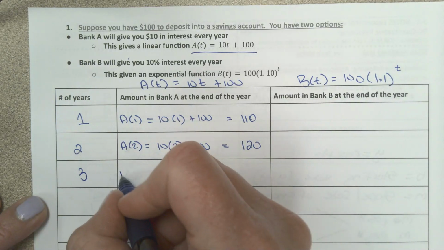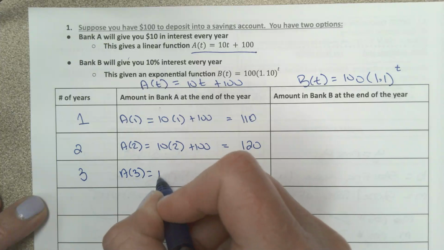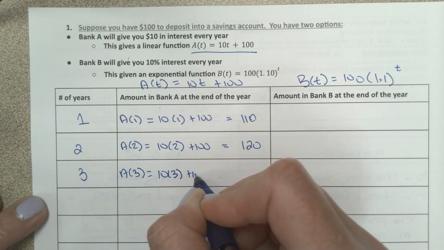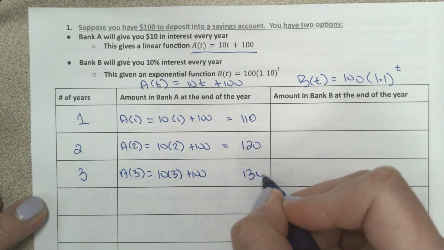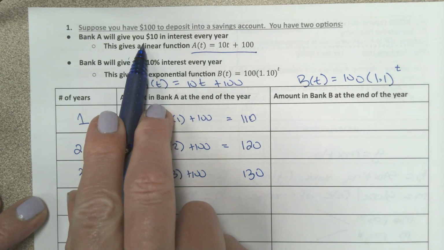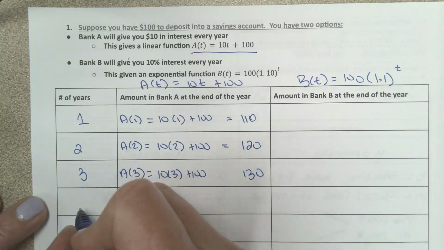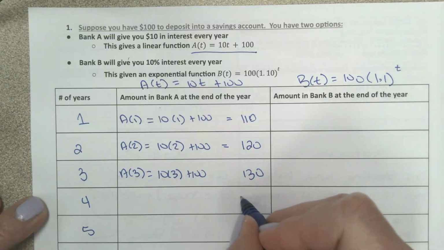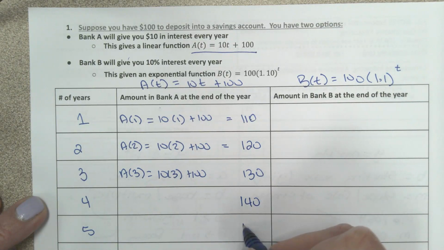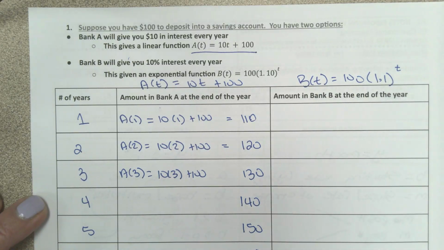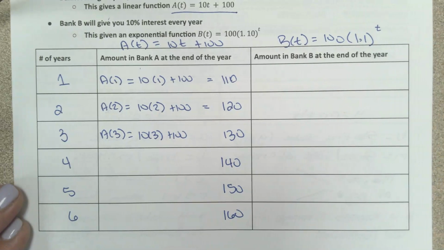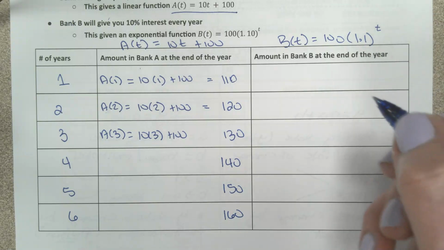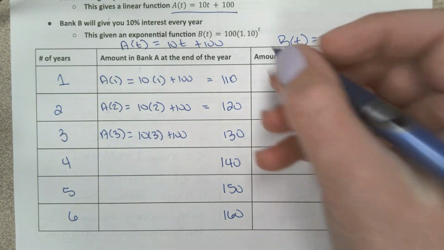At the end of year 3, you would have 10 times 3 plus 100, so that would give you 130. It also told me up here that it's just simply adding $10 each year. So I could keep plugging it in, but I know that that's going to be 140, 150, and 160. The exponentials I'm not quite as familiar with, so I'm going to substitute them in.